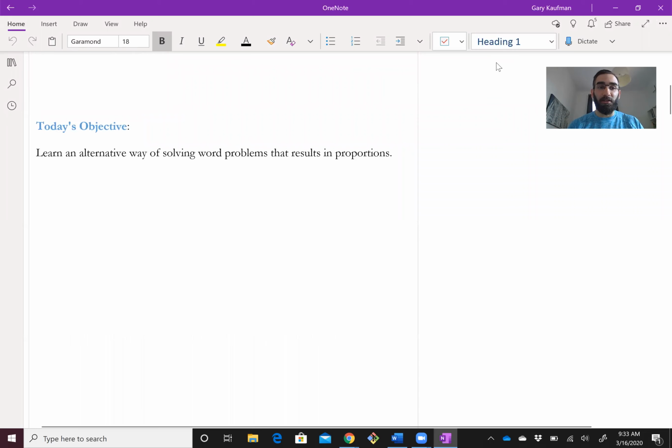Here's today's objective. Now, I always try to teach you multiple ways of approaching the same problem, so you can decide what you feel most comfortable with, or some questions are better suited than others to certain methods. So we're going to learn an alternative way of solving word problems that result in proportions. Now, every question that we're doing today, we've done in the past. I'm just going to now solve them using a different approach.